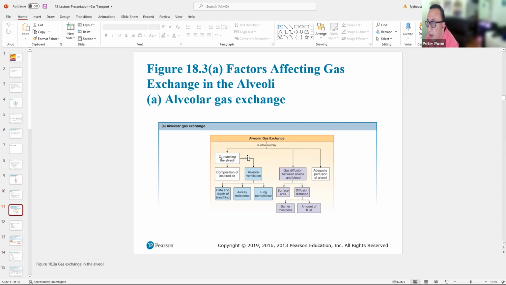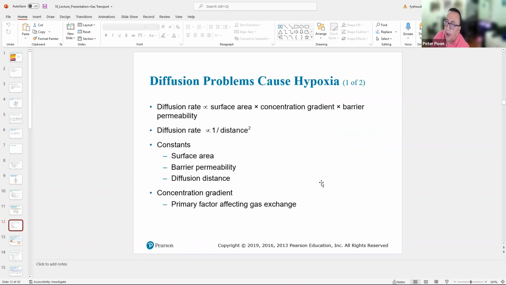So alveolar gas exchange is influenced by the oxygen level in the alveoli, which is defined by the composition of inspired air and alveolar ventilation. Alveolar gas exchange is also influenced by surface area, diffusion distance, and the adequate perfusion of the alveoli. We'll talk about each of those later.